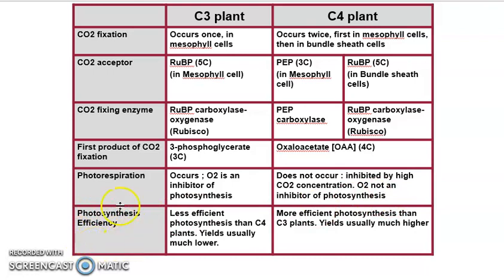So, oxygen is not an inhibitor of photosynthesis. Okay. And then for photosynthesis efficiency, for C3 plant, it is less efficient, okay, than C4 plant. Okay, usually much lower. But for C4 plant, more efficient photosynthesis than C3 plant. So, yield usually much higher. Okay. So, that's all for C4 pathway.